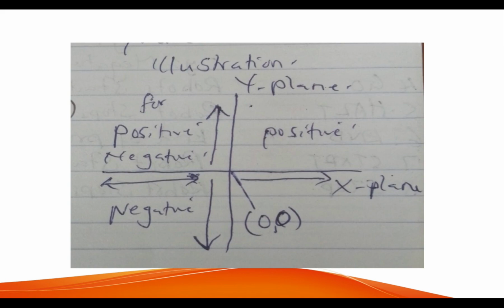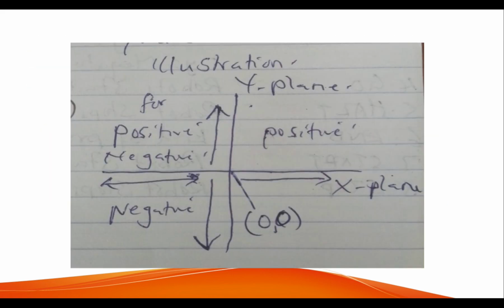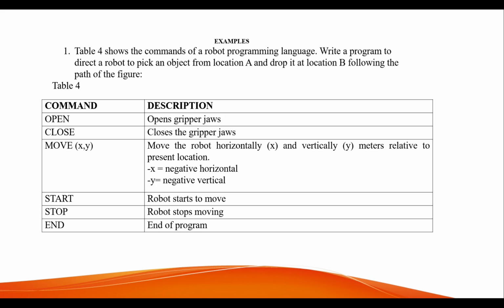After you have understood the movements of the robot from its rest position, you can now write code using the basic commands that have been put here. You can now design a program that can instruct a robot to make a movement from a source to the destination. If you move to the next slide, there's an example.